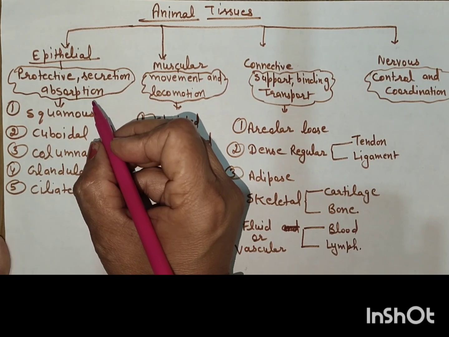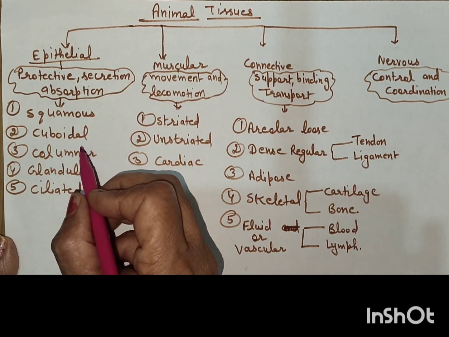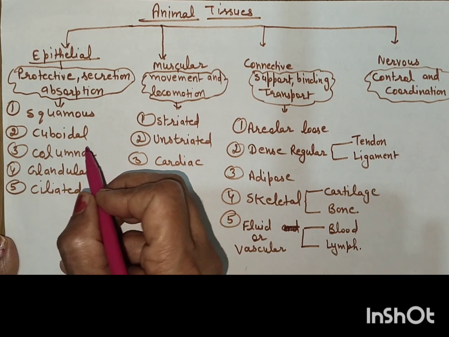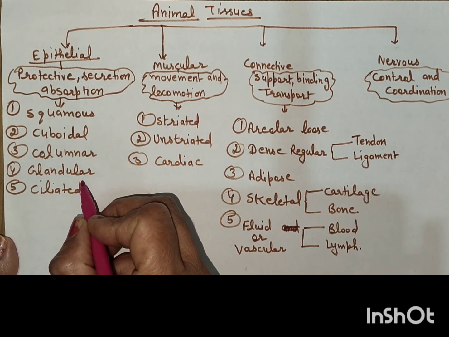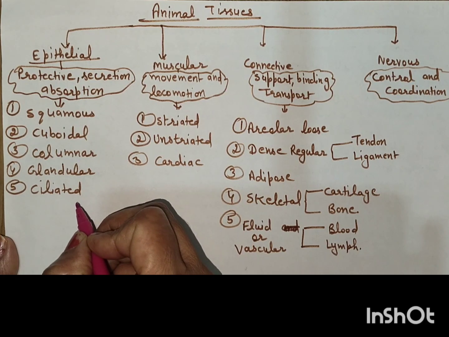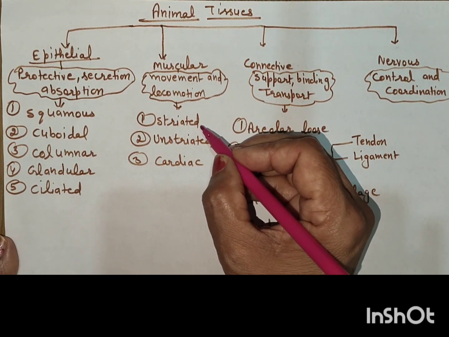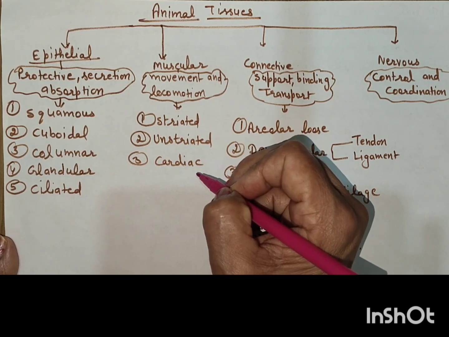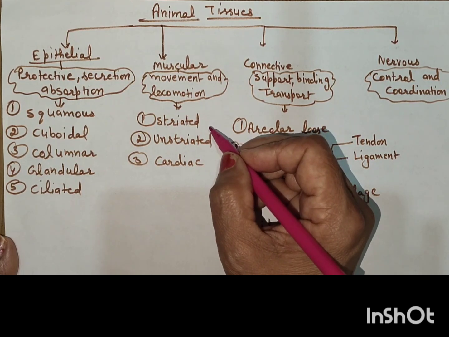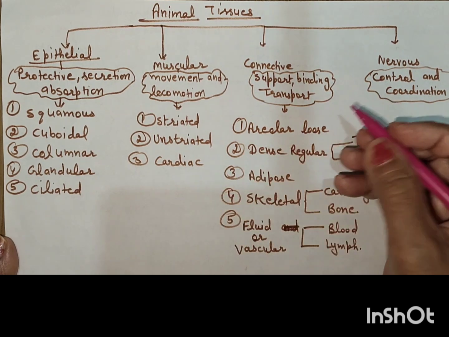Epithelial tissue is of 5 types: squamous epithelium tissue, cuboidal epithelium tissue, columnar epithelium tissue, glandular epithelium tissue, and ciliated. Muscular tissue is of further 3 types: striated, unstriated, and cardiac.